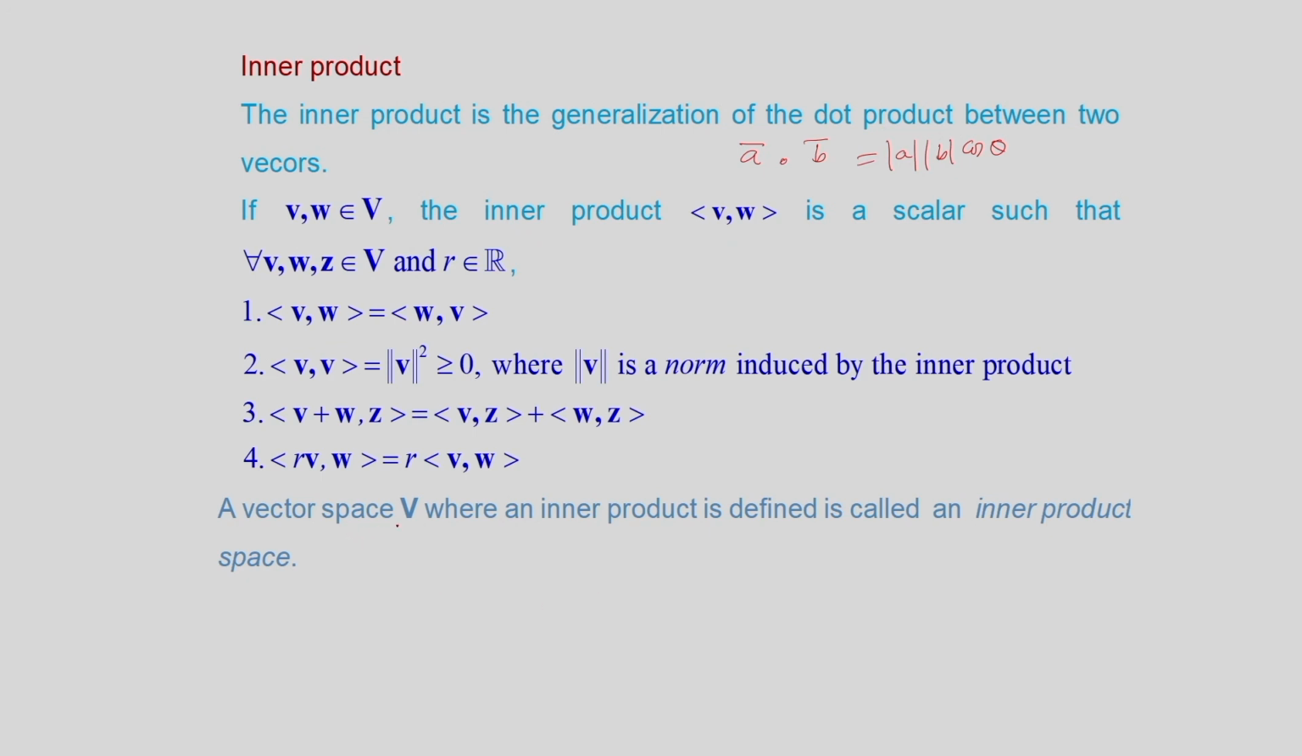A vector space V where an inner product is defined is called an inner product space. Now, from vector space we have come to inner product space. In fact, when a norm is defined, that vector space is known as a normed linear space or normed vector space. Now, we have defined a normed inner product space.